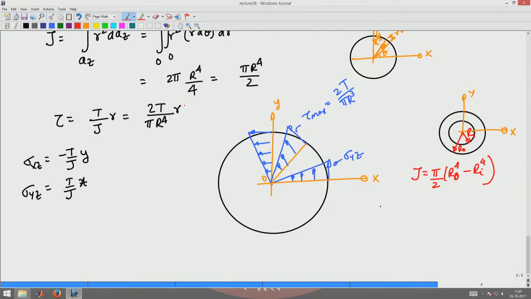The variation of the stresses will be in the region where the material is, that is, only along this thickness region will there be shear stresses developed.